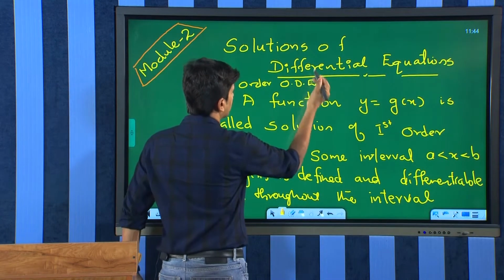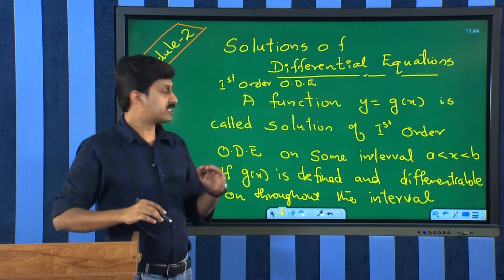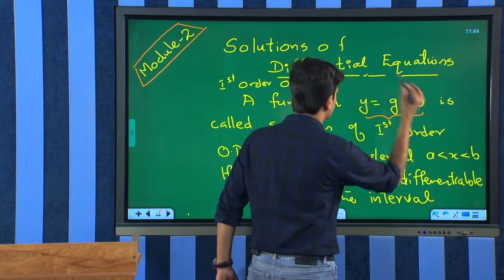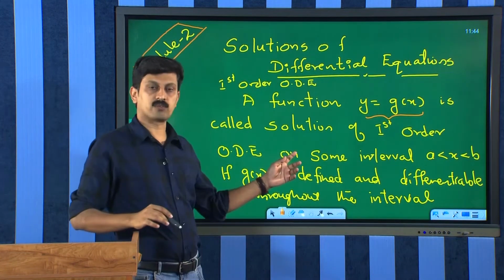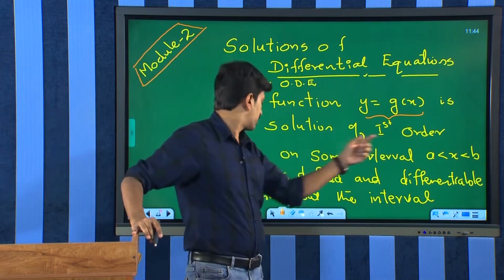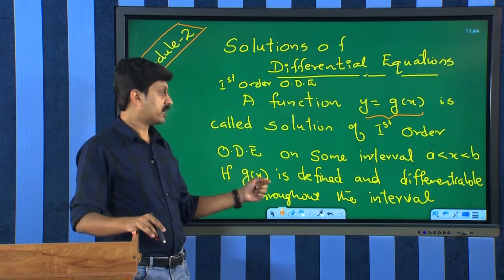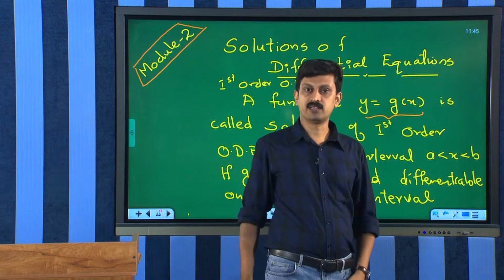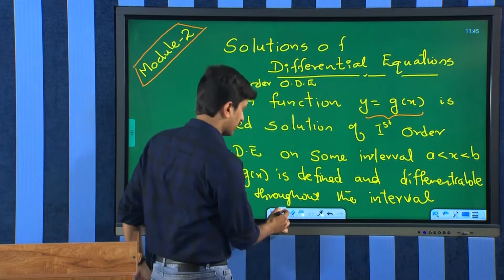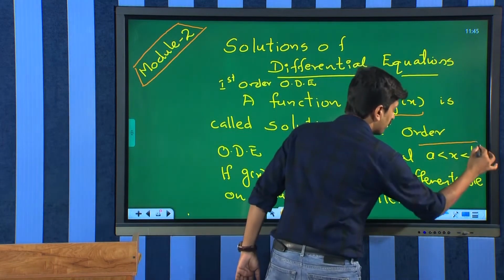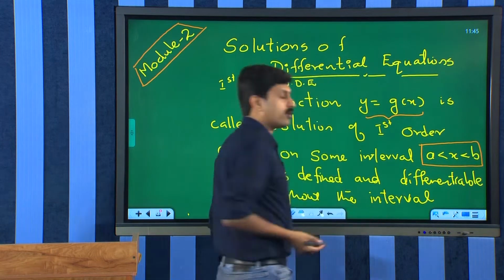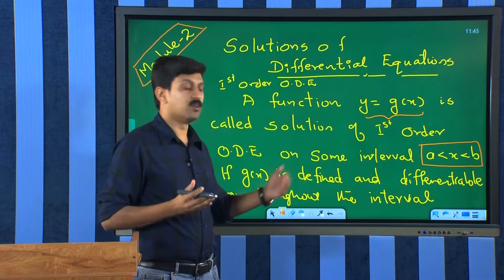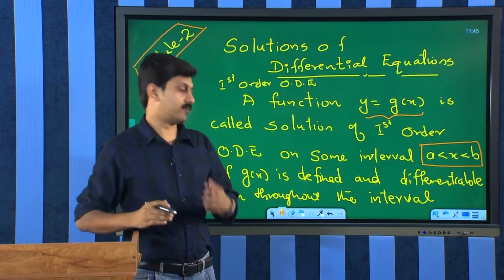What is actually a solution? A function y equals g(x) is called a solution of the first order ordinary differential equation in some open interval a less than x less than b. Maybe this is a finite open interval, or maybe an indefinite open interval. The entire real line may be the domain of the function. That is also no problem.